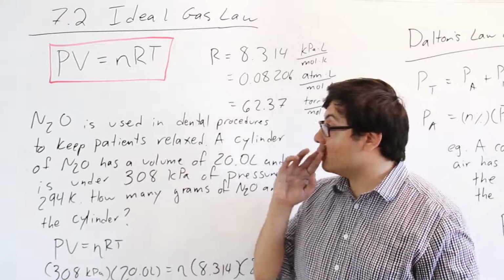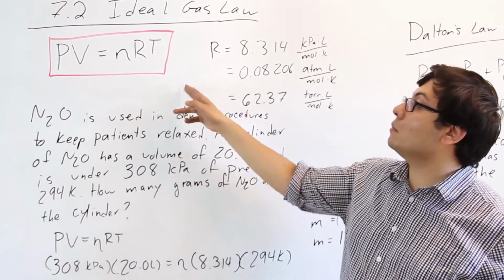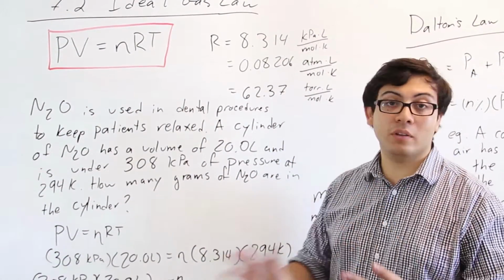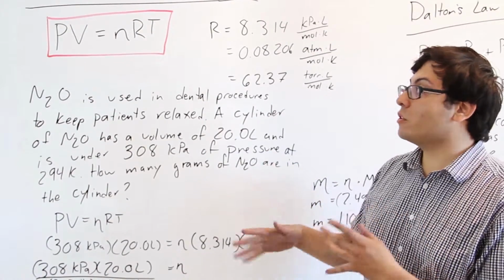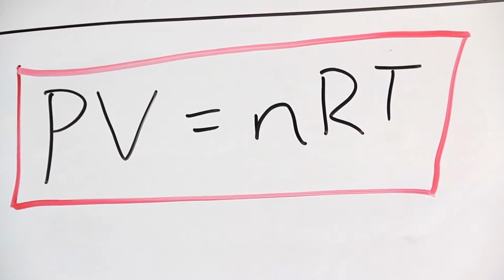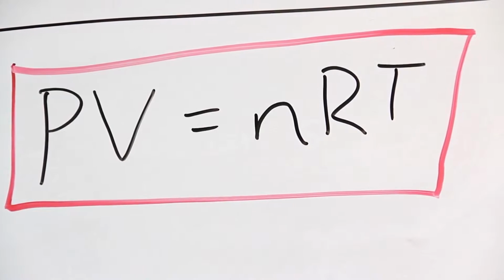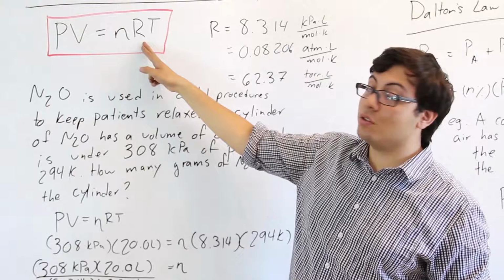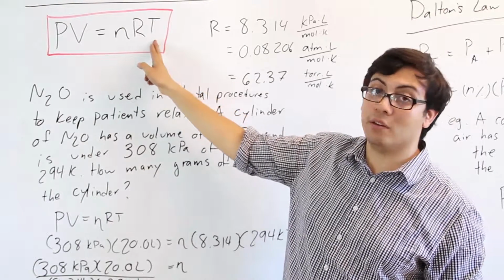One of the more important equations of this unit is the ideal gas law. The ideal gas law is derived from all the other gas laws we just talked about, and it boils down into PV equals nRT, where P is the pressure, V is the volume, n is the moles, R is the universal gas constant, and T is the temperature in Kelvin.